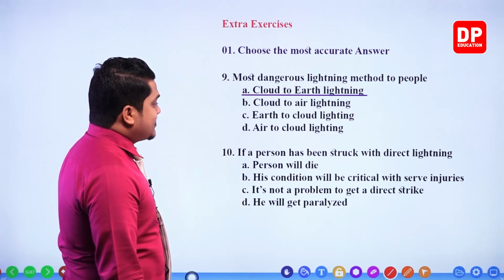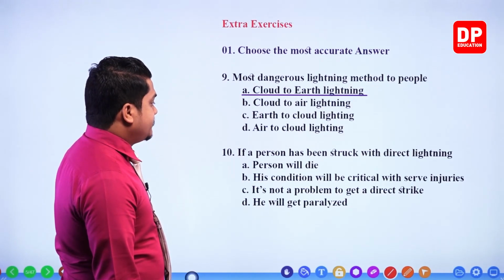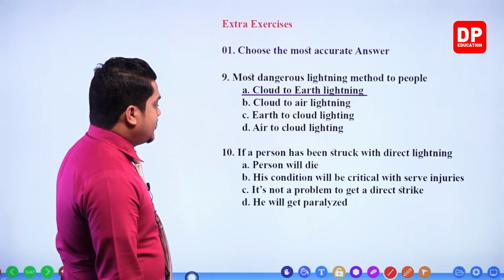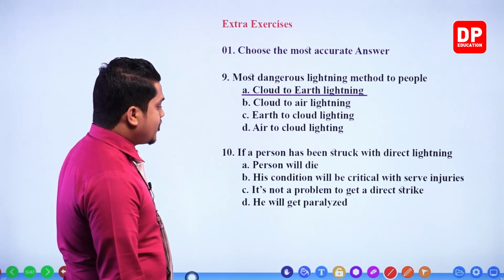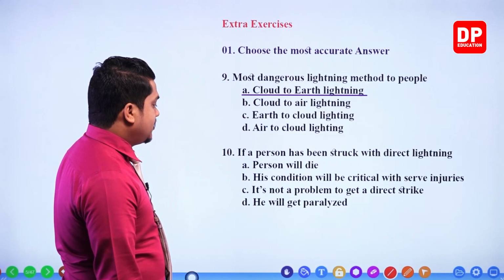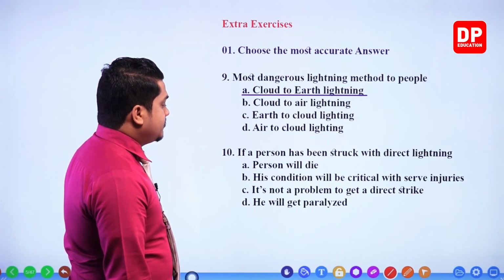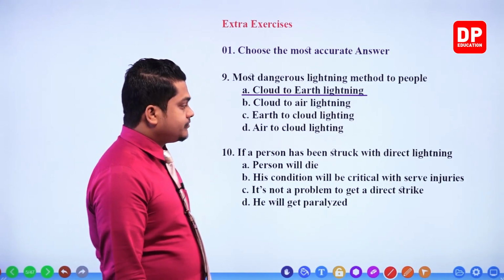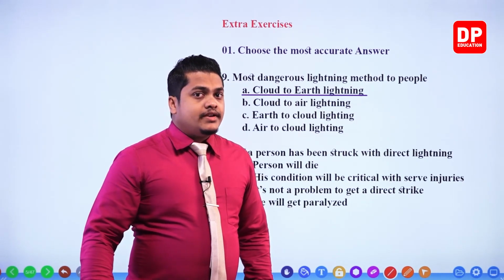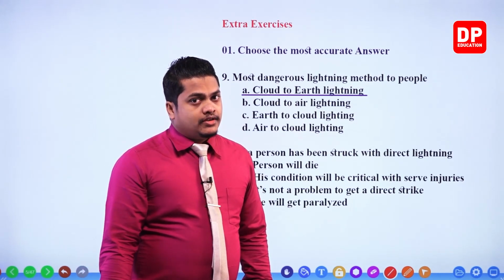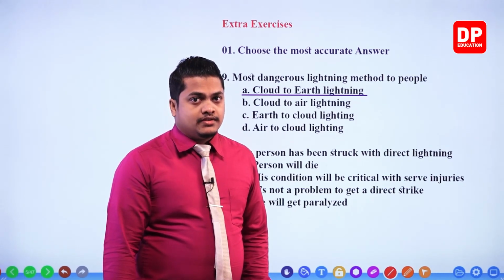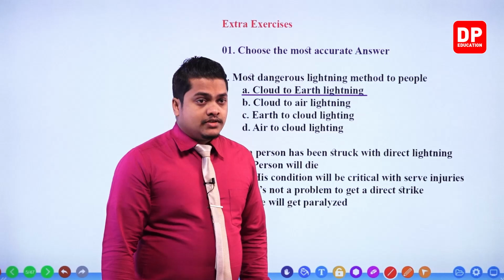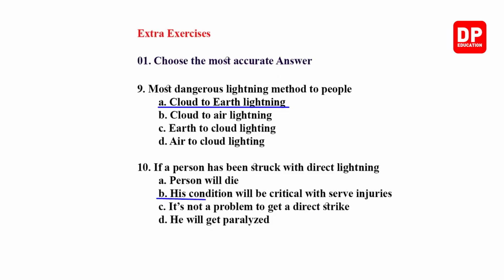Next one. If a person has been struck with direct lightning, the person will die. His condition will be critical with severe injuries. It's not a problem to get a direct strike. He will get paralyzed. Actually, we can't directly say that he is going to die. However, we know that there can be severe conditions, severe consequences. So, our answer would be condition will be critical with severe injuries.